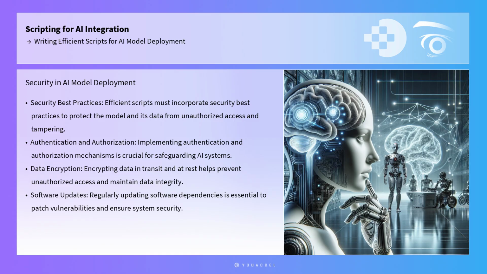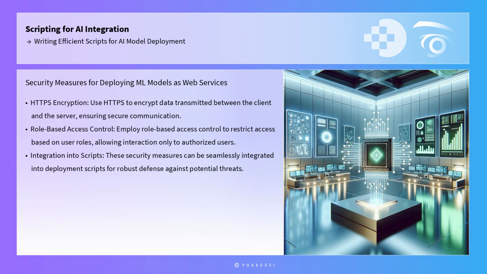For instance, when deploying a machine learning model as a web service, it is crucial to use HTTPS to encrypt data transmitted between the client and the server. Additionally, employing role-based access control can restrict access to the model's functionality based on user roles, ensuring that only authorized users can interact with the service. These security measures can be seamlessly integrated into deployment scripts, providing a robust defense against potential threats.